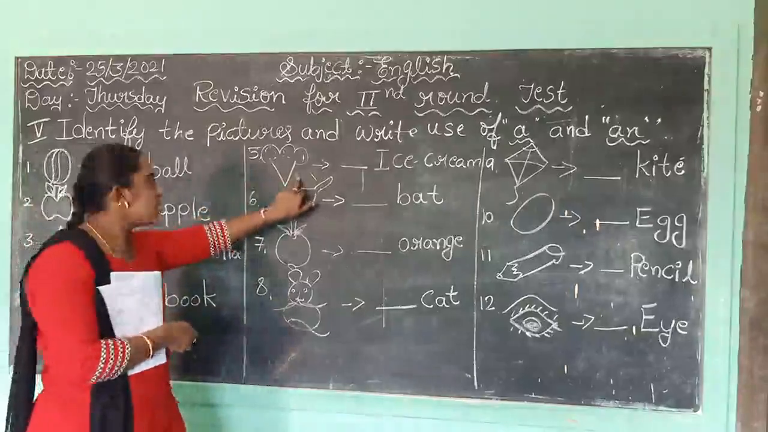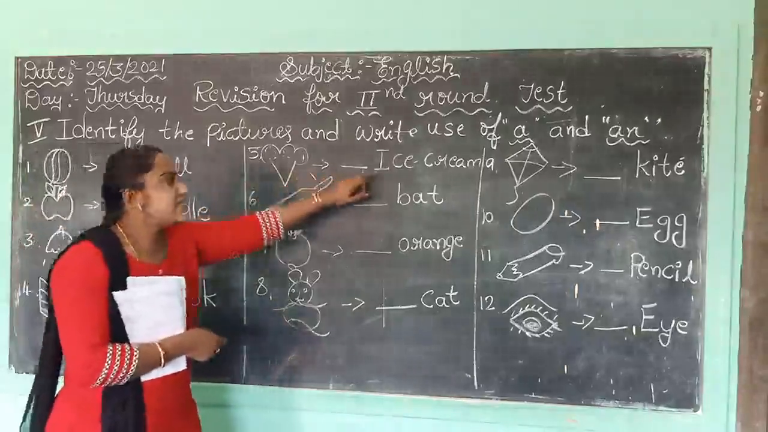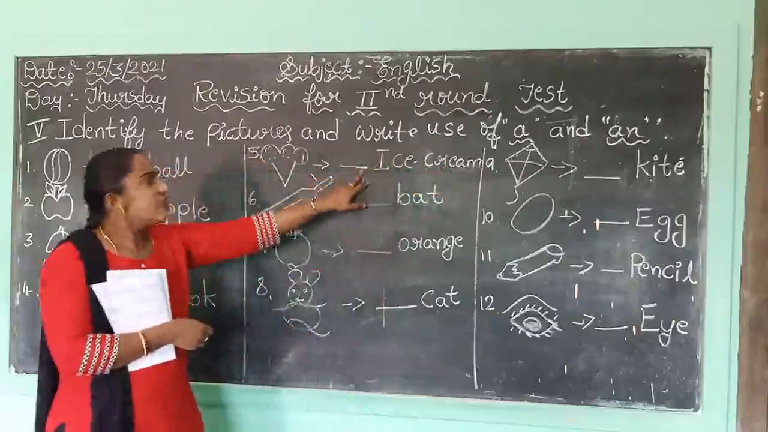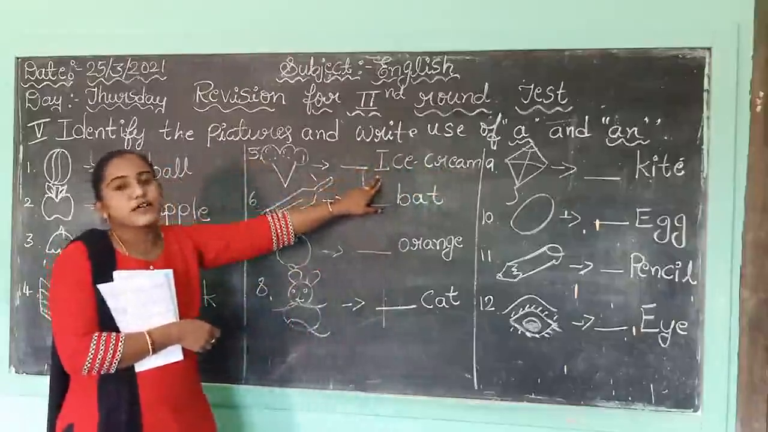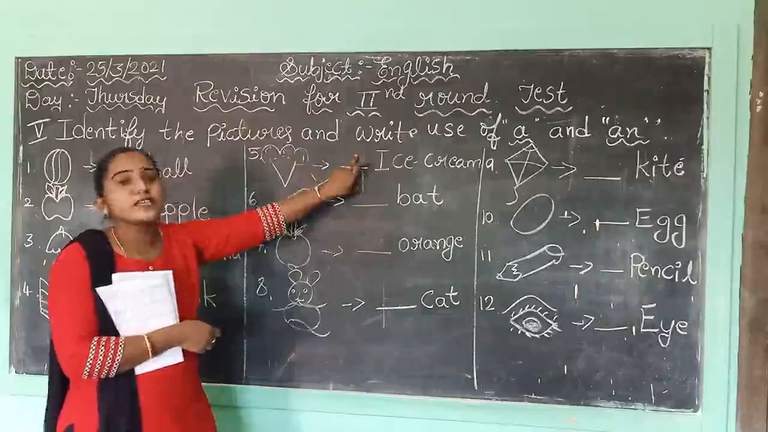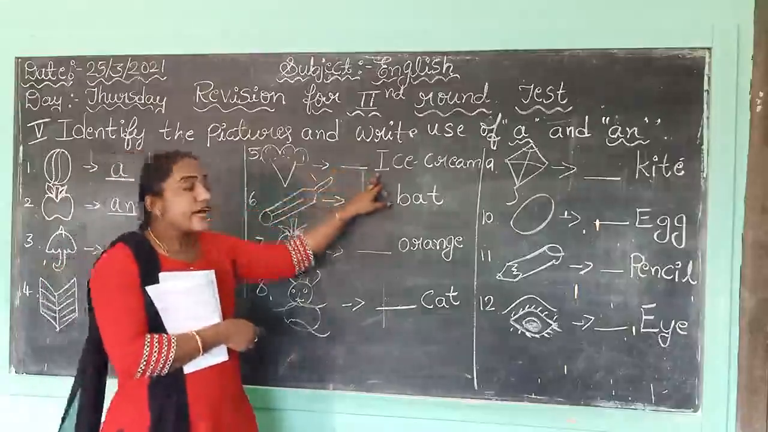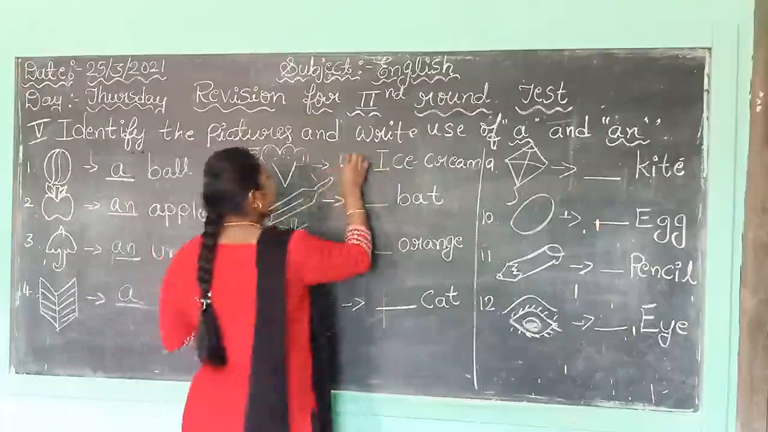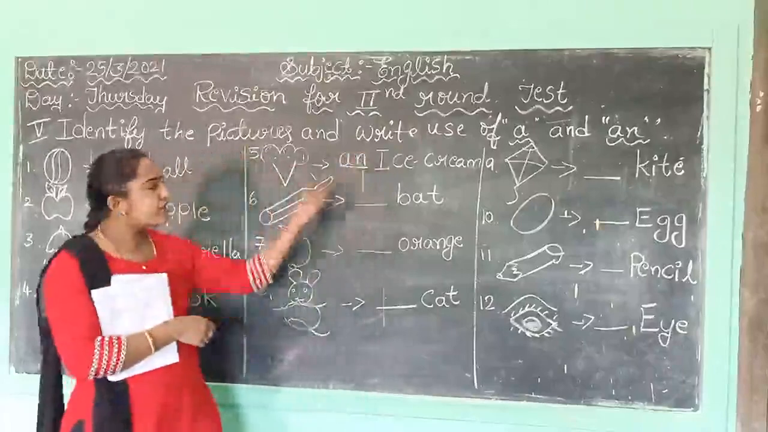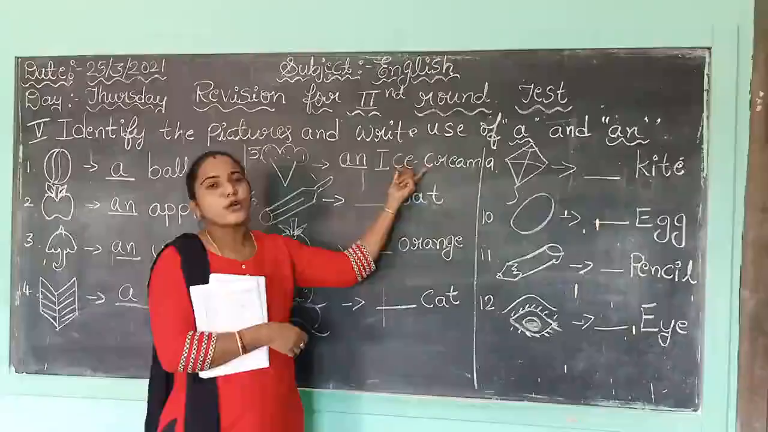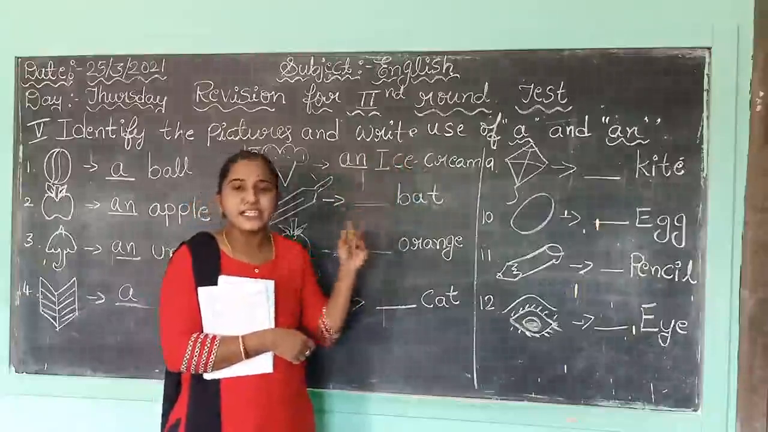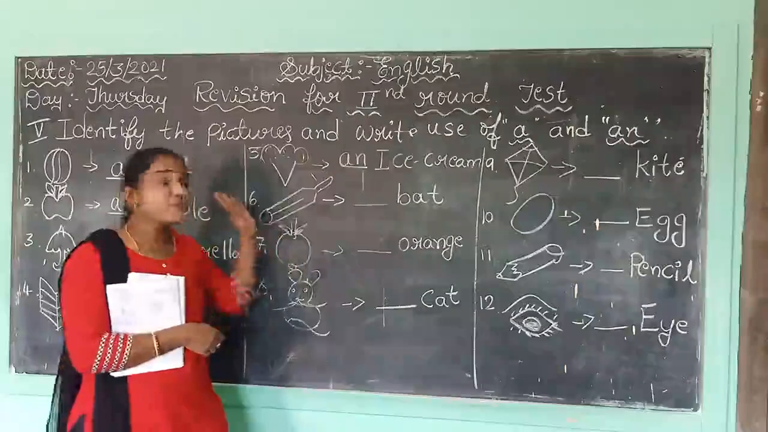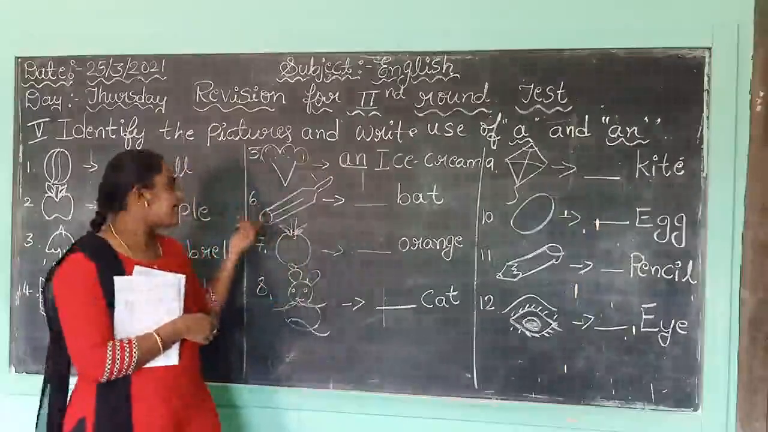What is this? You see the picture, children. Ice cream. I-C-E-C-R-E-A-M, ice cream. You see the picture and write the word also, children. You have to think about the article before ice cream. I is a vowel sound letter, so we must write an here, A-N. Ice cream has the beginning letter I, a vowel sound letter. So when words begin with a vowel sound letter, we use an before that word. Next, let's go to the sixth one.